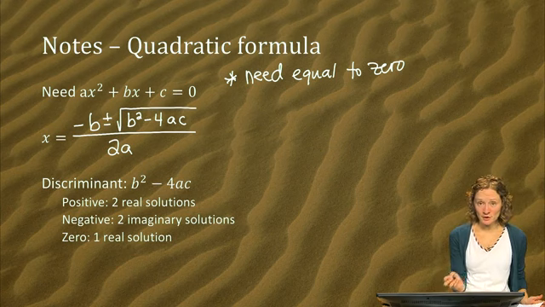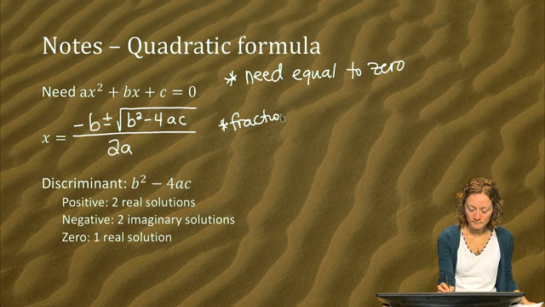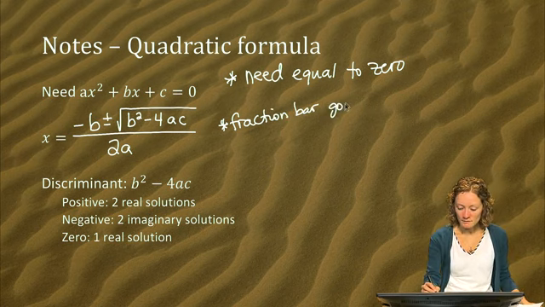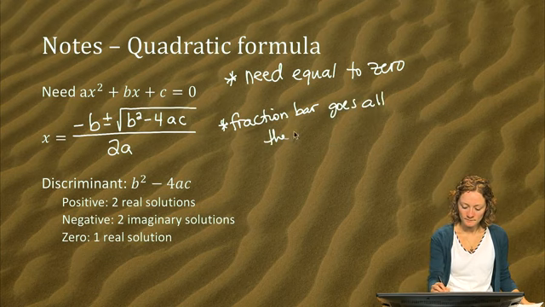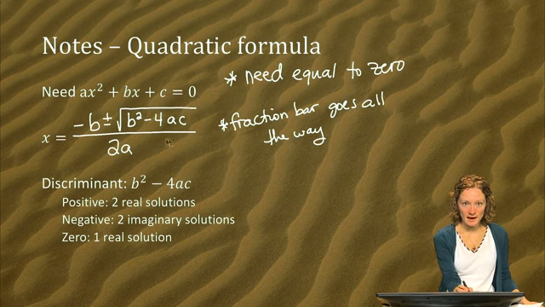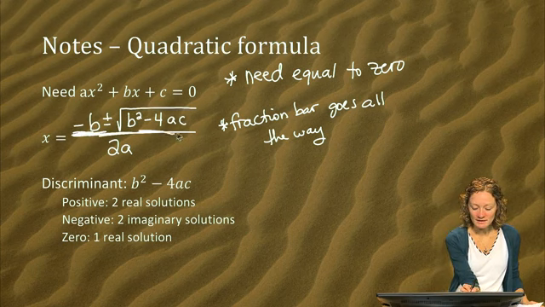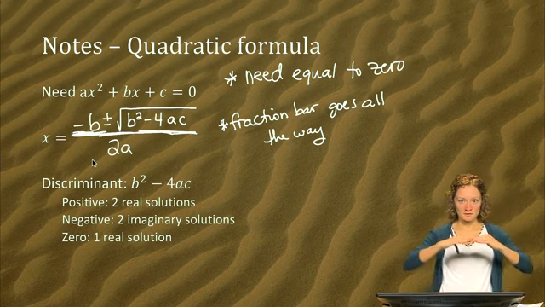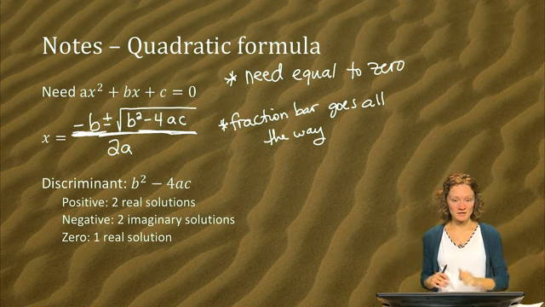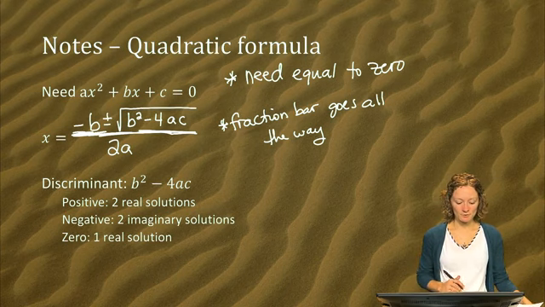So another important note about this is that the fraction bar goes all the way. I often see students only draw the fraction bar underneath the radical and only put the 2a under the radical. It's the whole thing. The 2a is underneath everything. You could separate it into two fractions, and then that 2a would apply to both the individual negative b and the individual radical, but it does need to be under both.